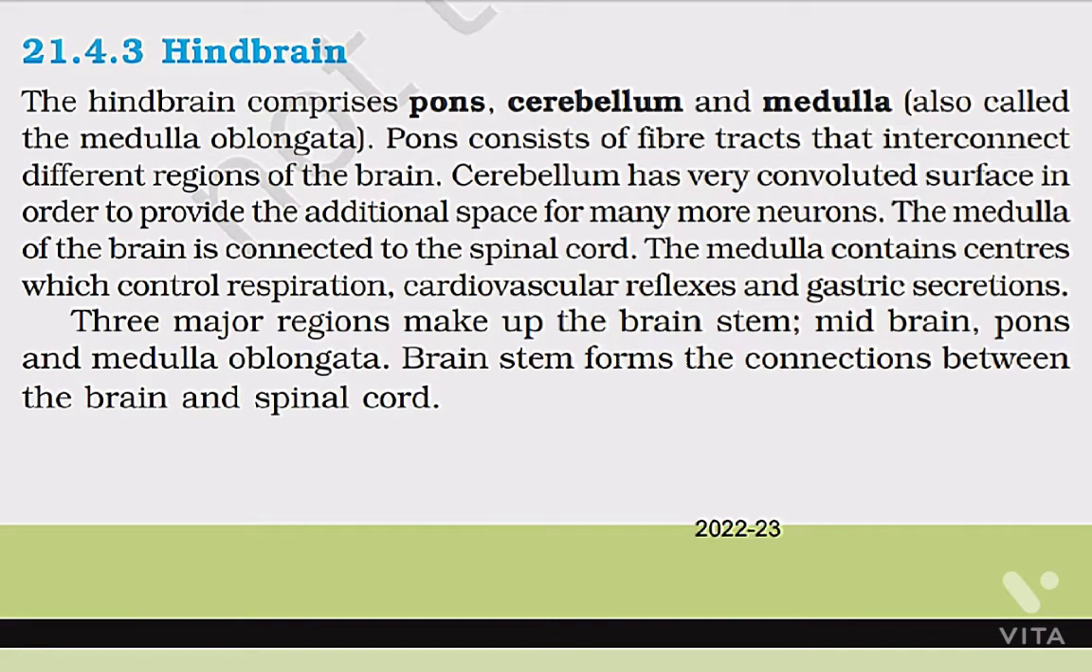21.4.3 Hindbrain. The hindbrain comprises pons, cerebellum, and medulla, also called the medulla oblongata. Pons consist of fiber tracts that interconnect different regions of the brain. Cerebellum has very convoluted surface in order to provide the additional space for many more neurons. The medulla of the brain is connected to the spinal cord. The medulla contains centers which control respiration, cardiovascular reflexes, and gastric secretions. Three major regions make up the brain stem: midbrain, pons, and medulla oblongata. Brain stem forms the connections between the brain and spinal cord.